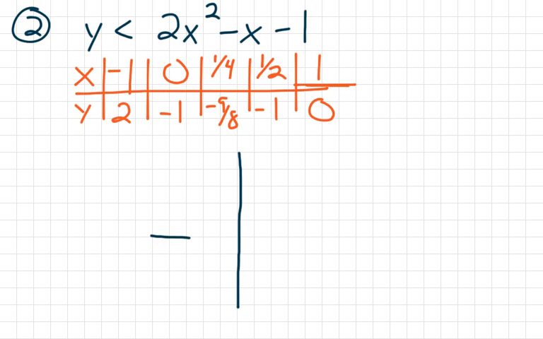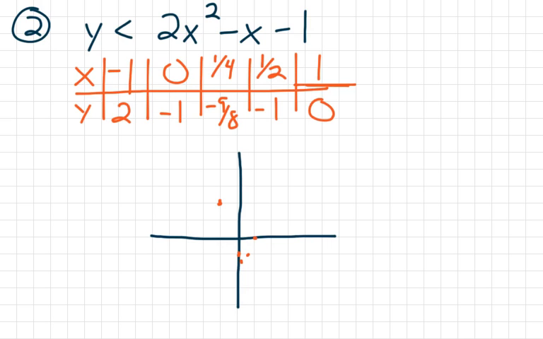A little better. Okay, so we got our x and y plane. Let's go ahead and put our points on the graph. So we got -1, 2 is there. 0, -1 is there. Let's see, 1, 0 was on the graph. 1/2, -1 is about there. And then 1/4, -9/8. It's going to be very close to those 2 points.